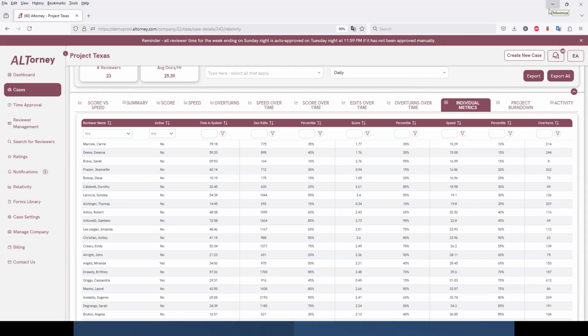Anything to add in terms of the specific metrics with Alterny as opposed to the ones that you're getting out of Relativity directly? Not off the top of my head just now, but that's just because I drew a blank, because I'm thinking about what you're talking about.